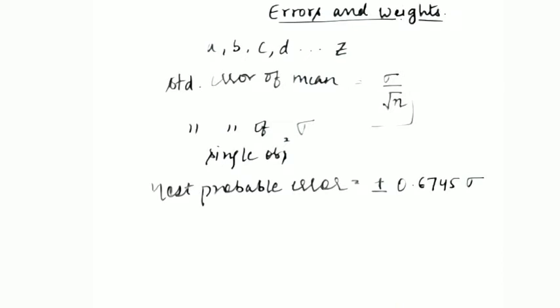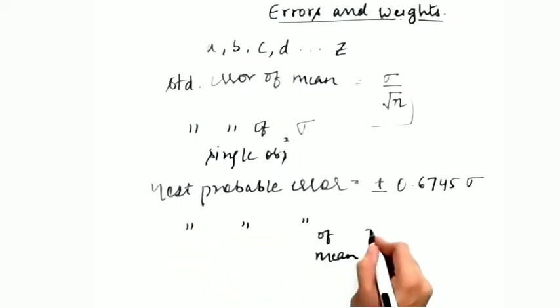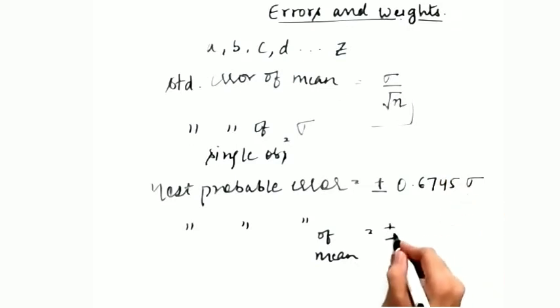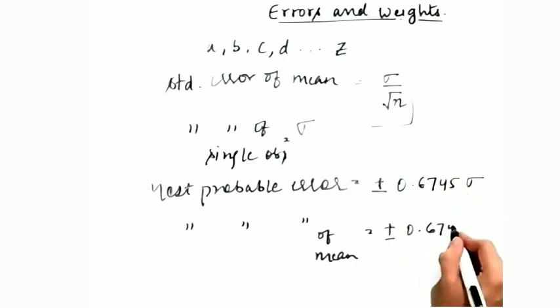I have already told you how to calculate standard deviation. Now comes the most probable error of mean. I have already told you, whenever the mean comes, you just have to divide by the square root of n, so it is plus minus 0.6745 sigma divided by root n. This is how you calculate the most probable error of mean.